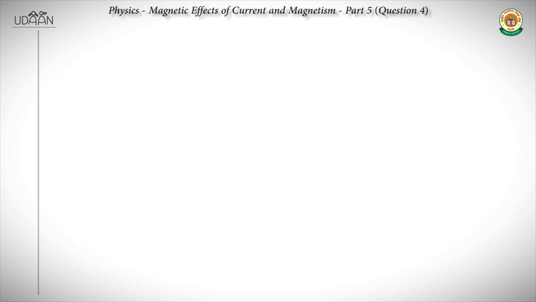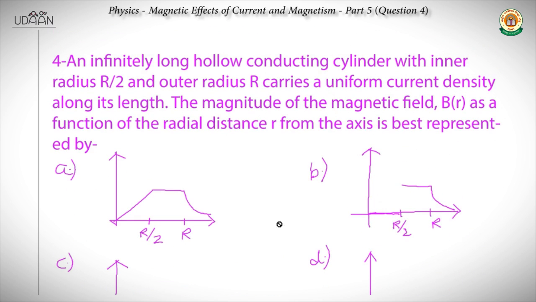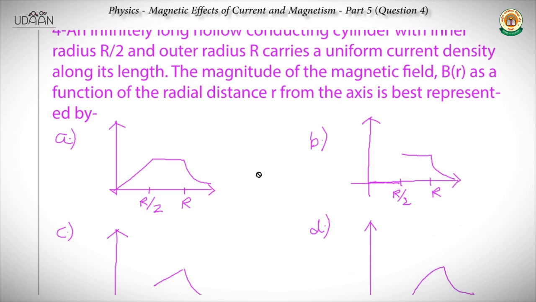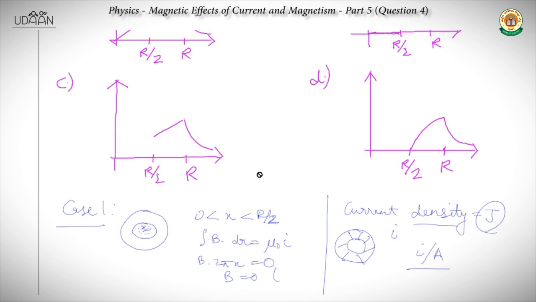where we start off the question by looking at an infinitely long hollow conducting cylinder with an inner radius of r by 2 and an outer radius of r, which has a uniform current density which we take as j along its length. तो हमें ये पता करना है कि magnitude of magnetic field है, इसका function of radial distance r from the axis को representation करने वाला graph कौन सा है? So finally D.